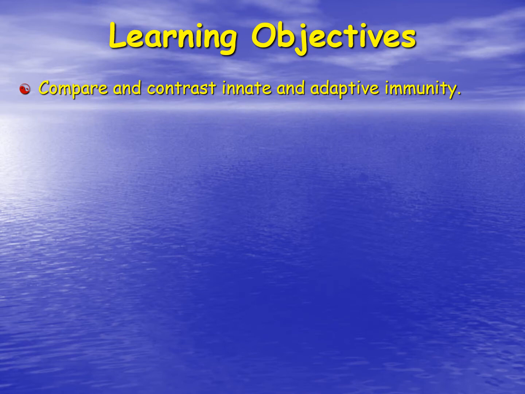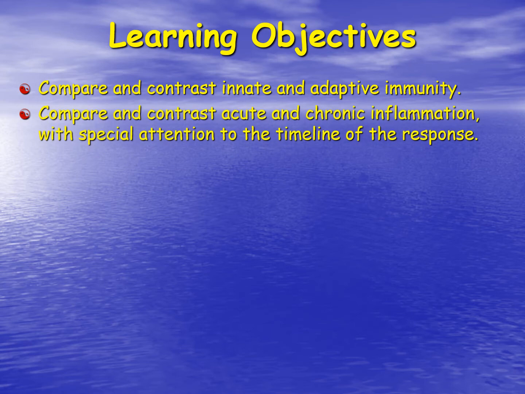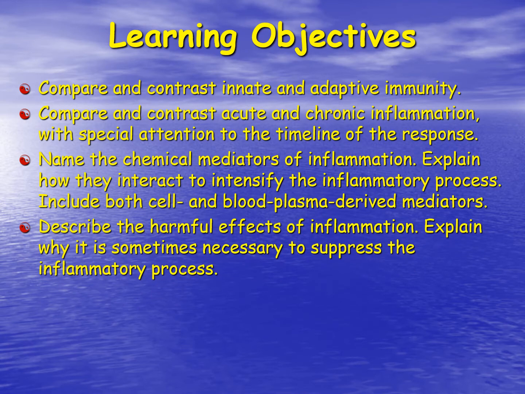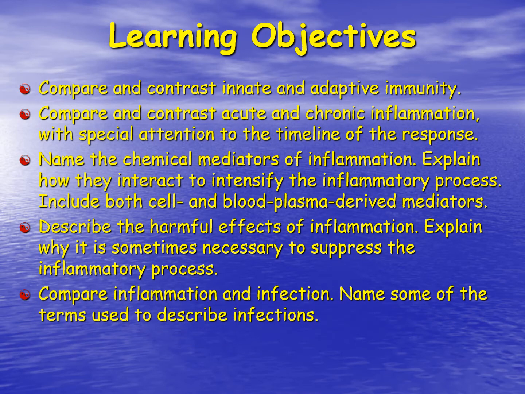So, in this chapter, you should be able to compare and contrast innate and adaptive immunity. You should be able to compare and contrast acute and chronic inflammation with special attention to the timelines of the response. You should be able to name the major chemical mediators of inflammation and explain how they interact to intensify the inflammatory process. And this should include both cell and blood plasma derived mediators. Describe the harmful effects of inflammation and explain why it is sometimes necessary to suppress the immune response. And compare inflammation and infections.